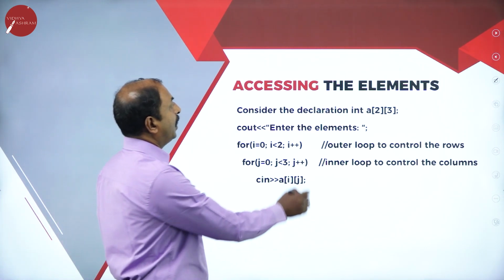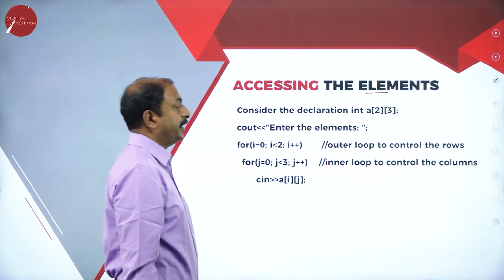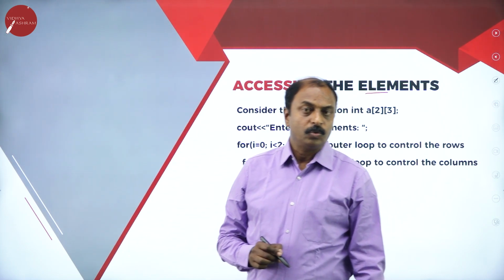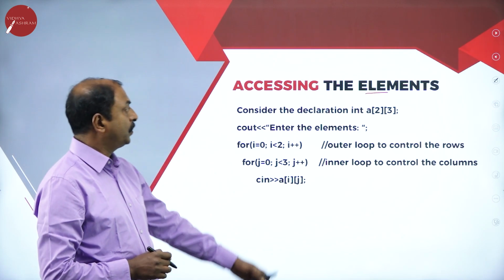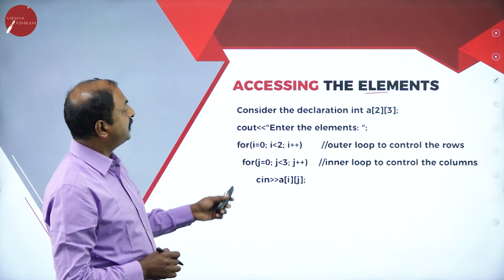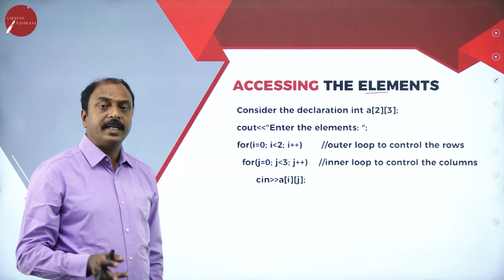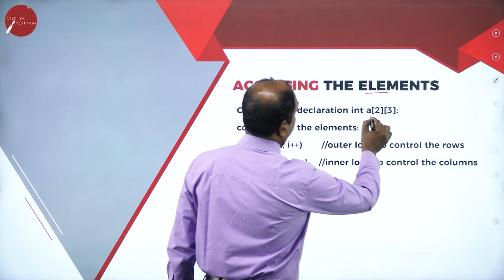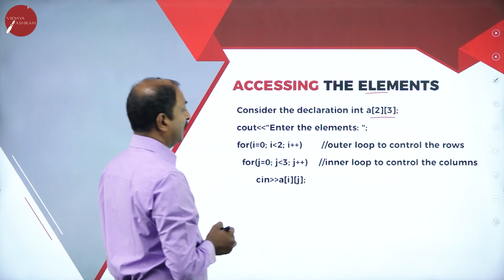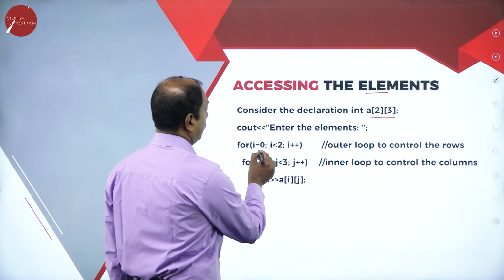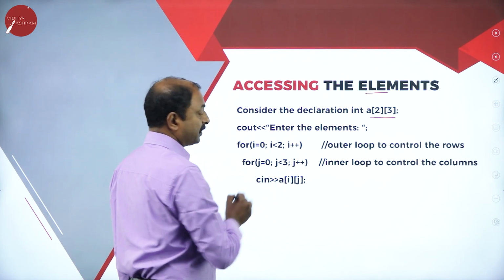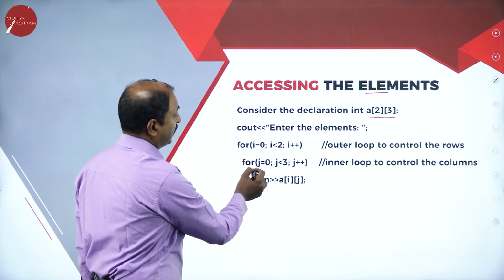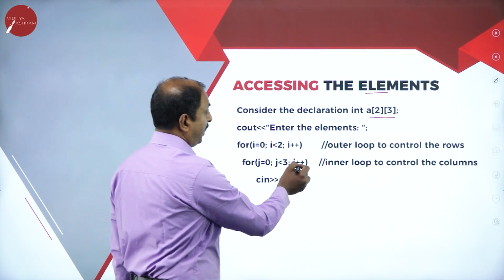This is how to initialize the values of a two-dimensional array with this syntax. In the next slide, we'll see how we access the elements of a two-dimensional array. As we have seen, in a one-dimensional array we use one for loop, and in a two-dimensional array we use a nested loop, or two loops, one inside another, to access the elements. For example, A[2][3], 2 rows and 3 columns. How do we do that? See here, for i equal to 0, i less than 2, i plus plus. So this is one for loop. Inside this, for j equal to 0, j less than 3, j plus plus.